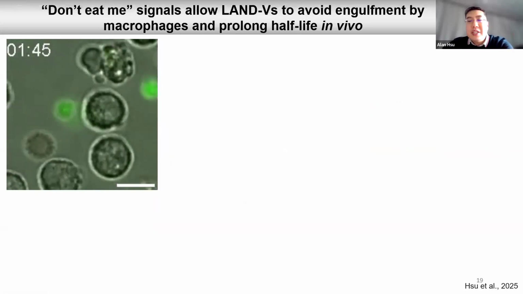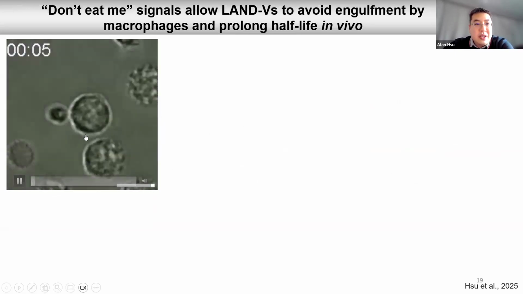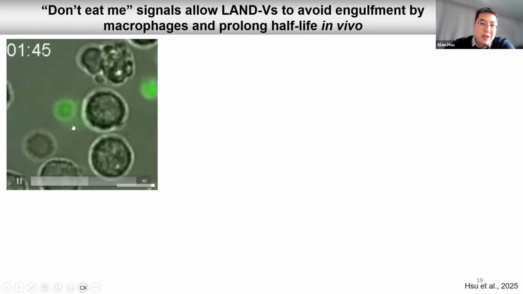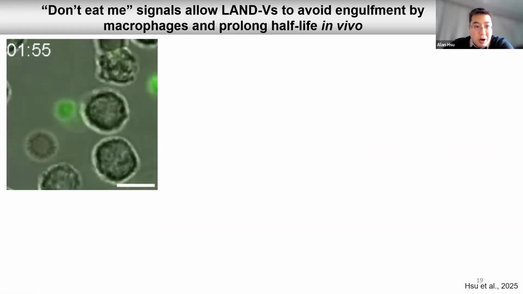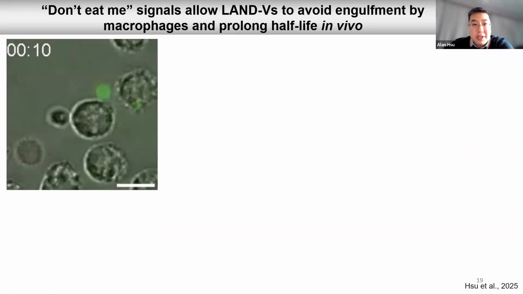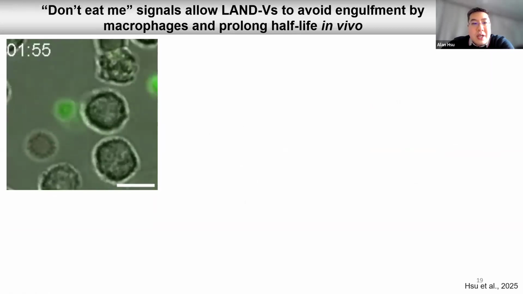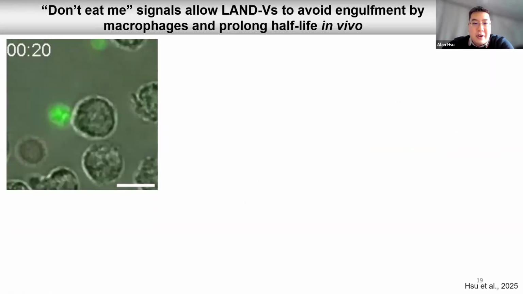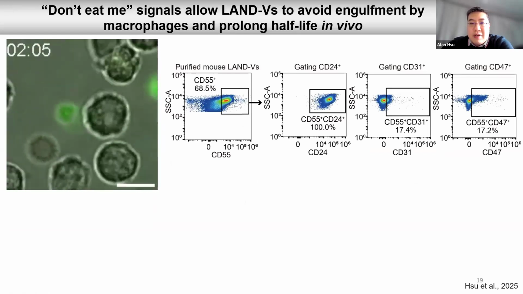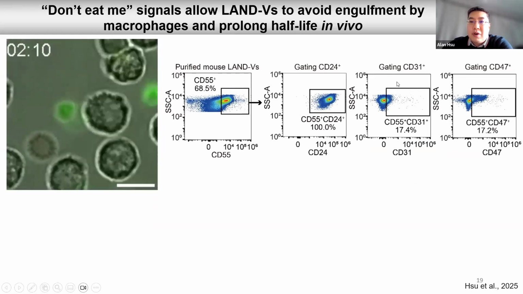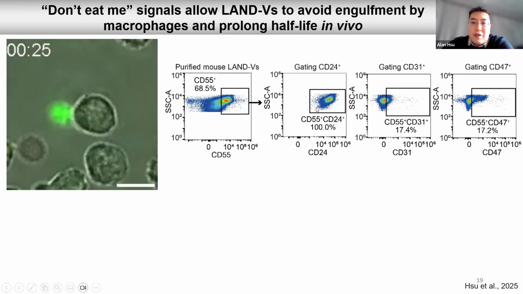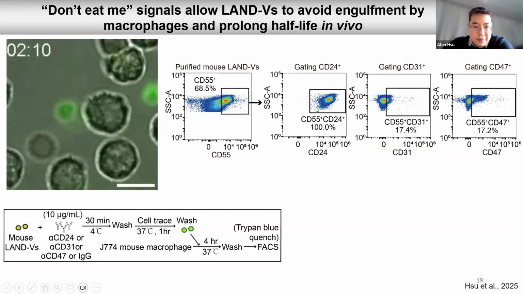So LAND-Vs, how do they stay there that long? So again, this is an exon-5 staining of a LAND-V produced. You can see that it glows green brightly, suggesting that they are phosphatidylserine positive, so they should be eaten. So we wanted to test this and see how it can stay that long. Looking at it, we found that there are 3 main don't eat me signals on LAND-V, CD24, CD31, and CD47, and CD24 being the most dominant one.